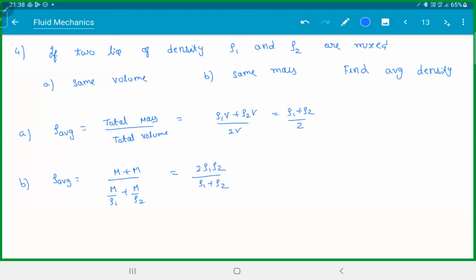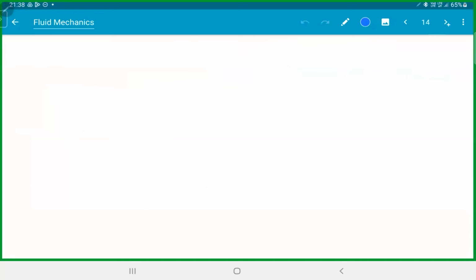Next one. That's about density. Next thing is pressure. Symbol is P. So why do you get pressure actually?